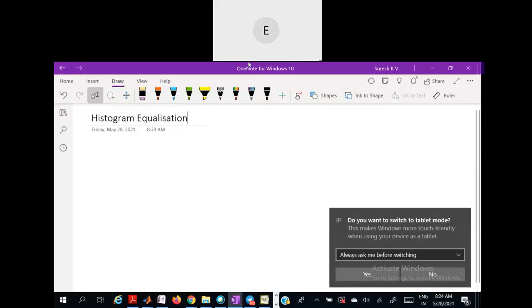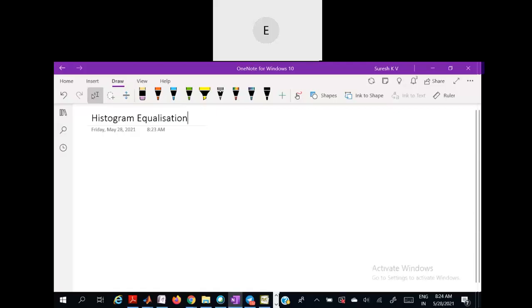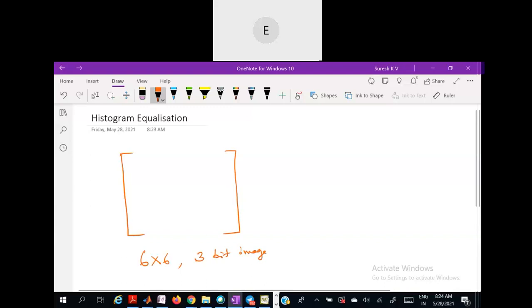I will just take a 6 cross 6 image, just to make the calculation simpler. That means I'll have totally 36 pixels, and let me just take a 3-bit image. So if it is a 3-bit image, how many gray level values can I expect? 8. So the values could be from 0 to 7.